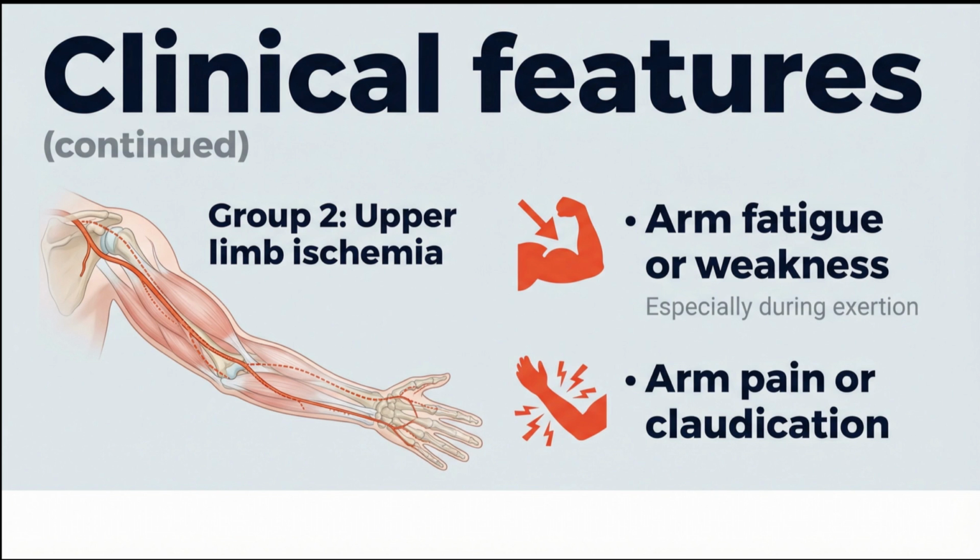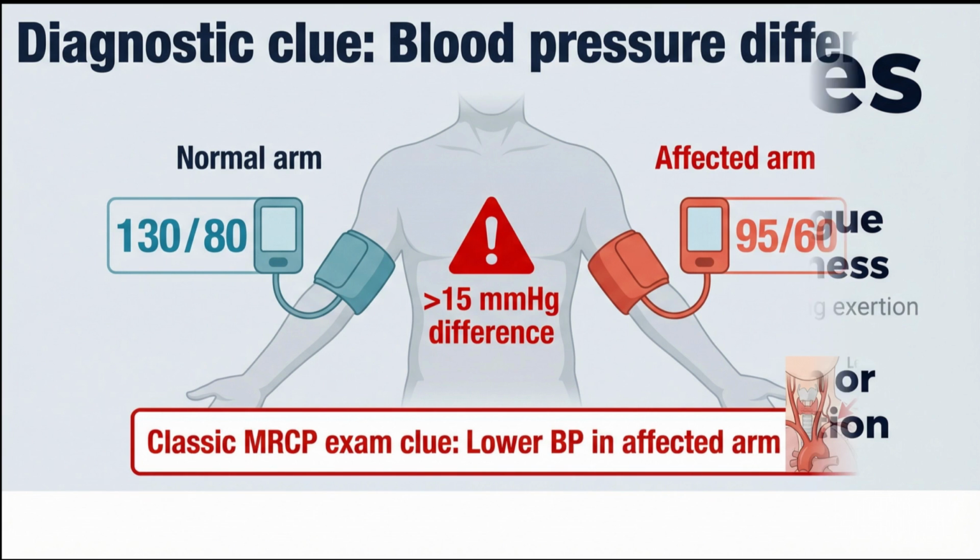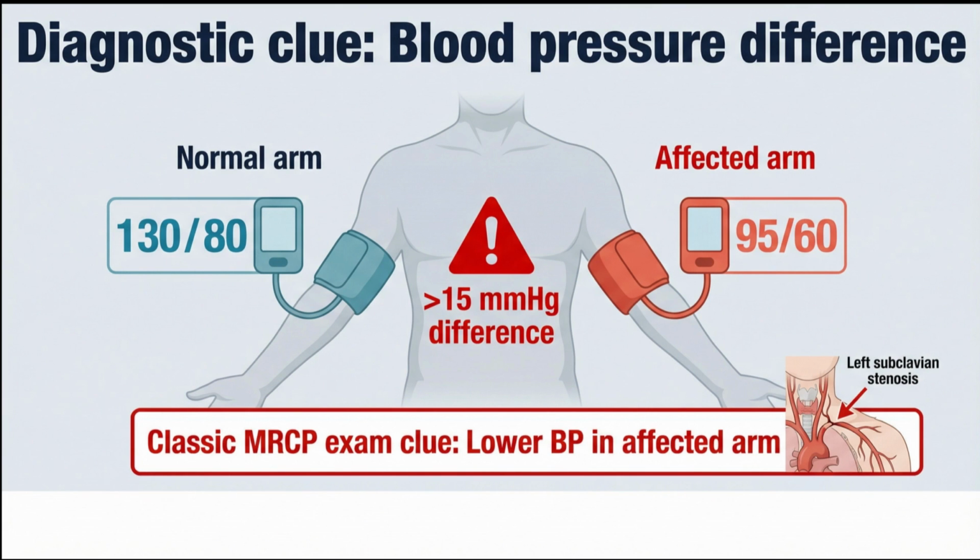Second, upper limb ischemic features: arm fatigue or weakness, especially during exertion, and arm pain or claudication. On examination, the radial pulse is weaker or absent on the affected side. There is a blood pressure difference between the two arms of more than 15 millimeters of mercury, with the lower pressure in the affected arm. This inter-arm blood pressure difference is a classic exam clue.